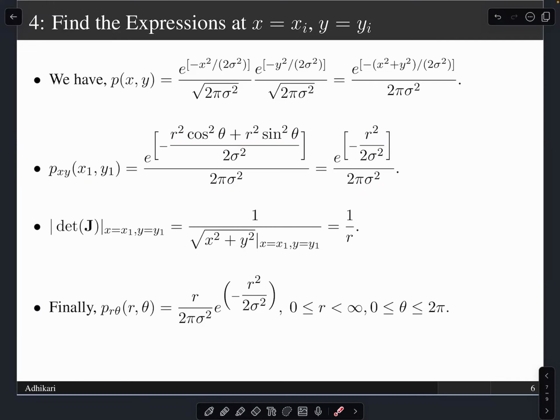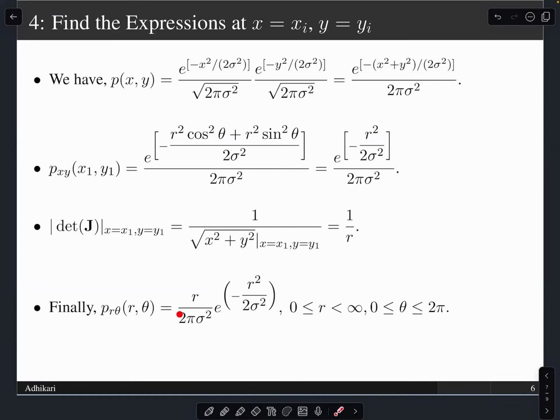And then we also need to evaluate the magnitude of the determinant at x equals r cosine theta, y equals r sine theta, right? So plugging that in, we get 1 by r. So finally, the joint density function of r and theta is given by this. And note that r is going to vary from 0 to infinity, and theta is going to vary from 0 to 2 pi.